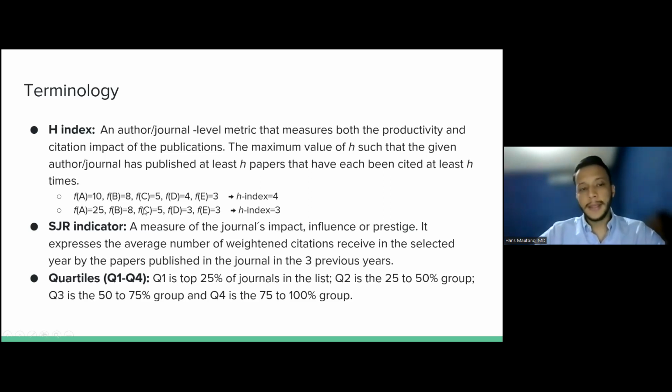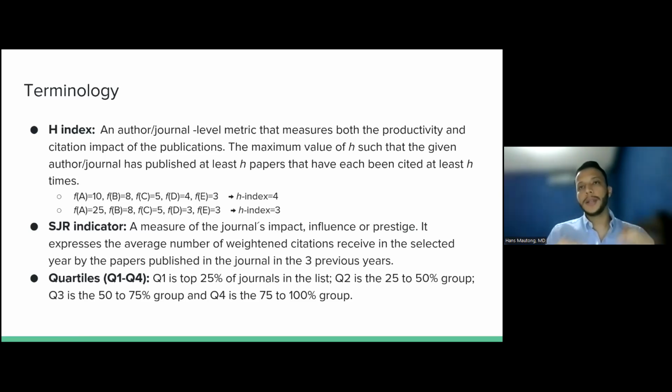There are other indexes and indicators, like the SCImago Journal Rank indicator, which is specific to Scopus. This is a measure that works pretty much the same way. It's an algorithm, a little bit complex, but it basically measures the impact, influence, or prestige of a particular journal. Okay. Another term that you came across when you studied statistics is quartiles.